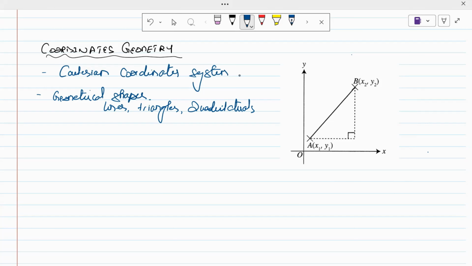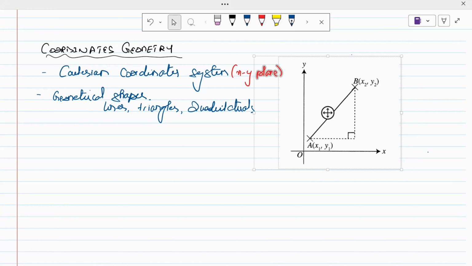So for all these triangles and quadrilaterals, we should be knowing their respective properties. For example, if I talk about a square, we should be knowing that a square has all four sides equal in length. First thing, second thing, all four sides are making an angle of 90 degrees with each other. So we should be knowing the basic properties of all these geometrical shapes. We would be studying all these geometrical shapes on the Cartesian coordinate system. Either I say Cartesian coordinate system or I say XY plane, they both mean the same thing.